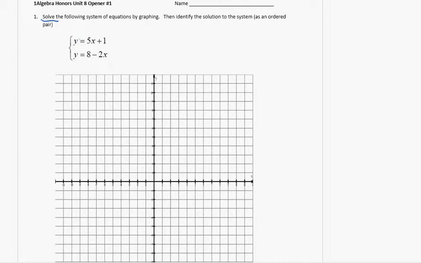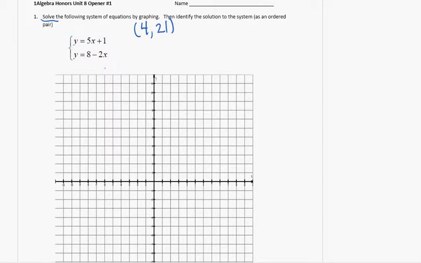So if you just look for a minute at the top equation, there's a whole lot of values of x and y that would make that equation true. For example, if we chose x to be 4, so if you can picture this x here being a 4, 5 times 4 would be 20, and then when you add 1, y would have to be equal to 21. All right, so that is a solution to the first equation.